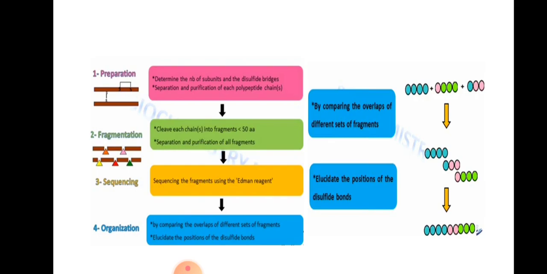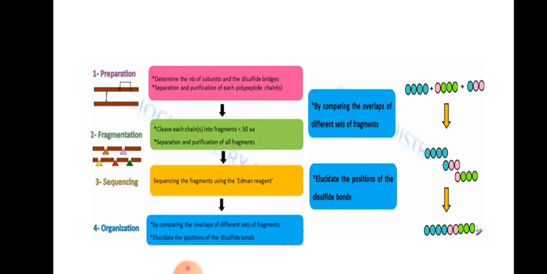So what happens after this preparatory stage? If the polypeptide chain is too large, we want to cleave it into small fragments by using an enzymatic or chemical method. And again we want to separate and purify all these small fragments. What happens after that? The next step is the sequencing.